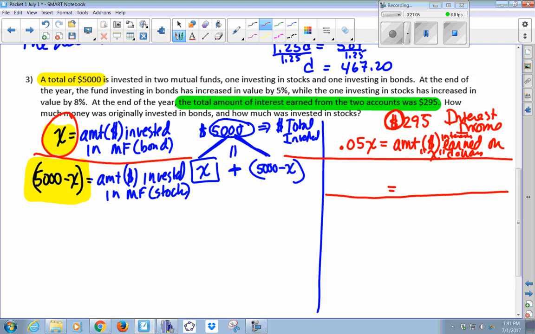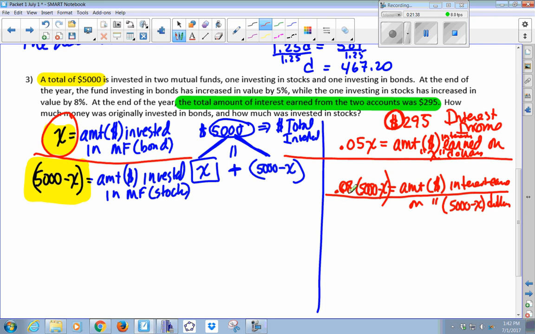Okay, but this again has two parts, just like this $5,000. This $295 came from two different numbers. We also have some amount of money of interest earned on the remaining amount of money, which is the 5,000 minus X dollars. And that's 8% of 5,000 minus X.